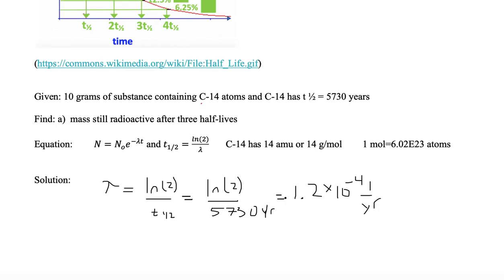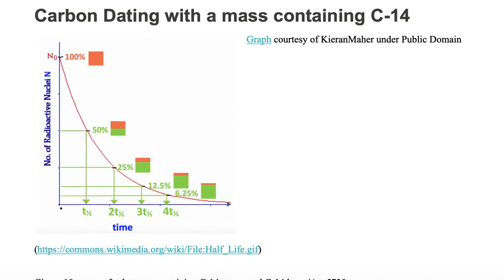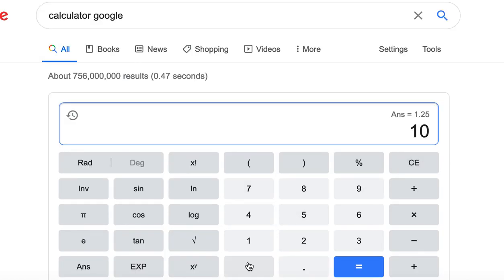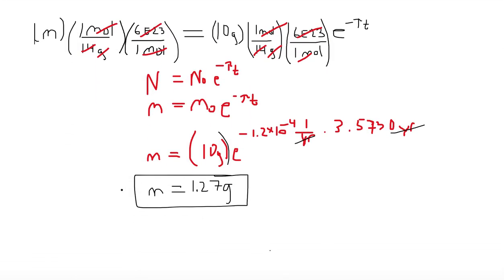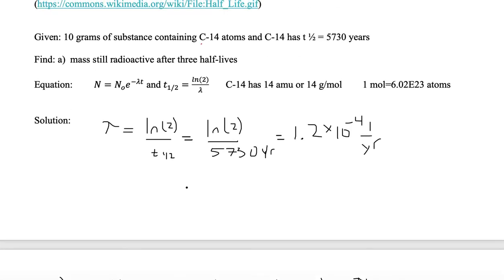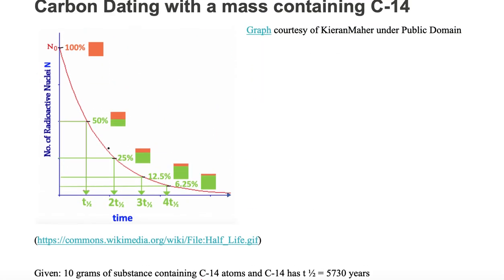Let's go to our graph. After 3 half-lives, we should be left with 12.5% radioactive atoms. So if I have 10 grams multiplied by 0.125, I should be left with around 1.25. And sure enough, we have 1.27. It's a little higher because it is an exponential graph, not a linear graph. So we're putting approximately linear values down, but it's an exponential graph. These numbers here are approximate numbers.